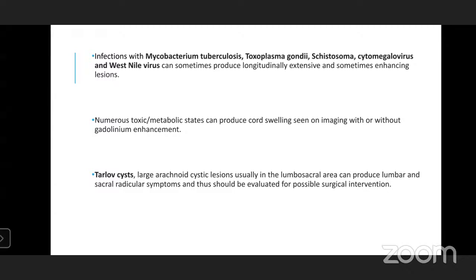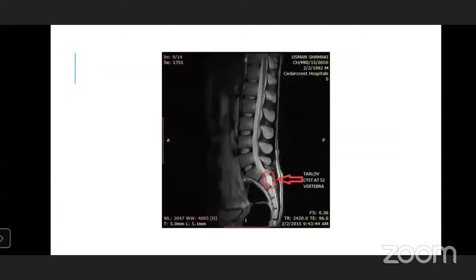Tarlov cysts, which are large arachnoid cysts, usually in the lumbosacral area, can produce radicular symptoms and thus should be evaluated for possible surgical intervention. So here we can see a Tarlov cyst at the S2 vertebra.